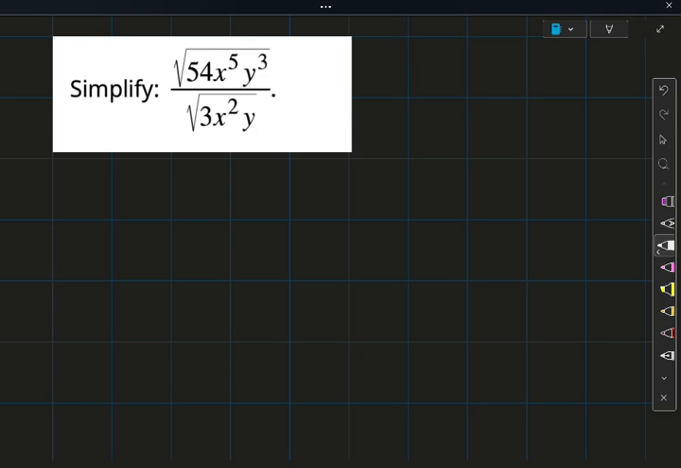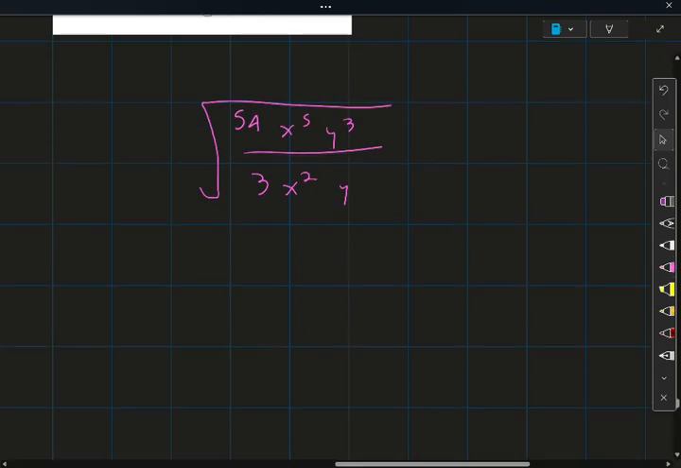So in this case, when I see that, I know that 3 can go into 54, and we have x in common, and we have y in common. I would just put this all under one single radical. This way we can simplify inside the radical. Now 3 is going to go, of course, into 54 18 times.